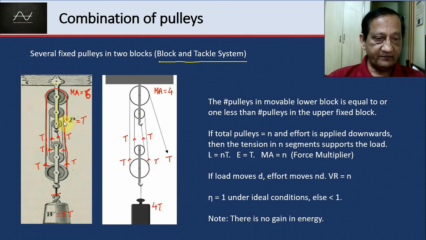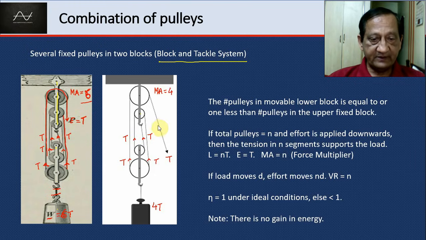And whatever is the effort over here, E, that will be the tension T. So the number of strands that are supporting the load here is 6 strands, each with tension T. Therefore, this load or the weight here is 60, and the mechanical advantage is load by effort, 60 upon T, that is 6. There are 6 pulleys and we get 6.